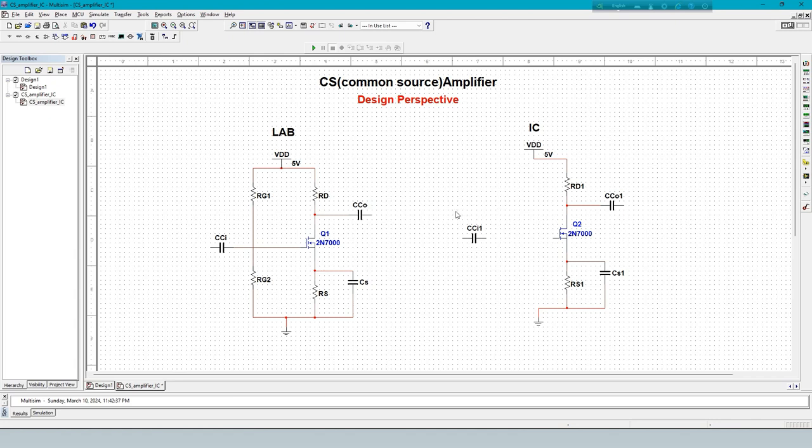And CCI is used for DC block at the input. In IC we don't use an additional connection, so remove this CCI. We need to show only the AC part of the output, so remove this CCO part.